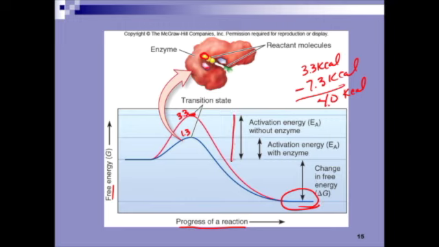So we have this much, right? 3.3 required without the enzyme, but with the enzyme, it only requires 1.3. Regardless of which way, we still end up with our change in free energy. Okay. All right.